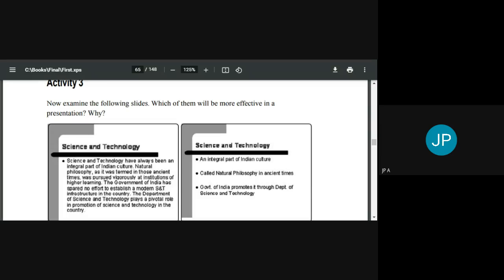Second slide. Yes, Krishna, Shrishma, Sri Lakshmi, Archana, Diya. It will be the second slide. Yes, Surya, Ardra.